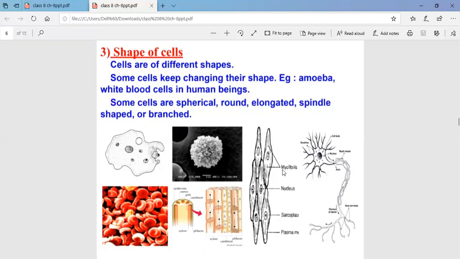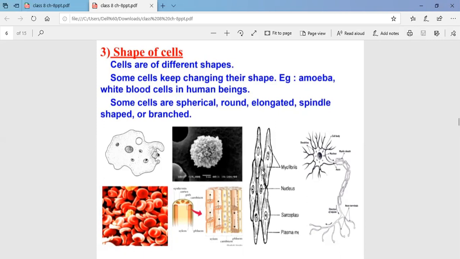See in the picture, there are a few examples we can discuss. This is amoeba. As we have read, amoeba is a single-celled organism. It performs all the functions by that single cell, and it has no definite shape. It has false feet, known as pseudopodia, to capture its prey. Next is a white blood cell. They also keep on changing their shape. These are red blood cells, which are spherical in shape, in the human blood.